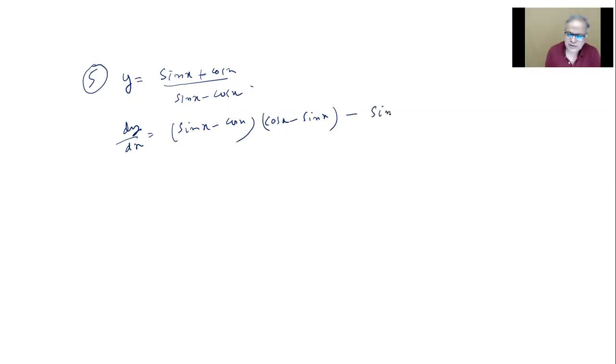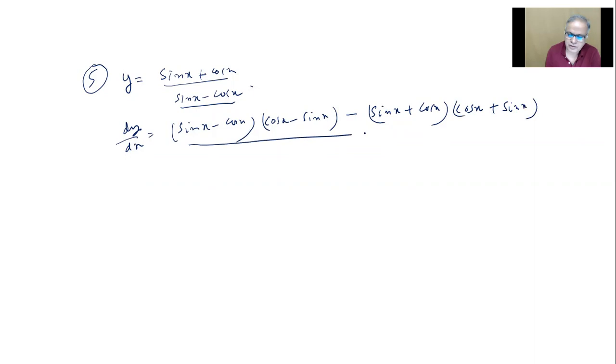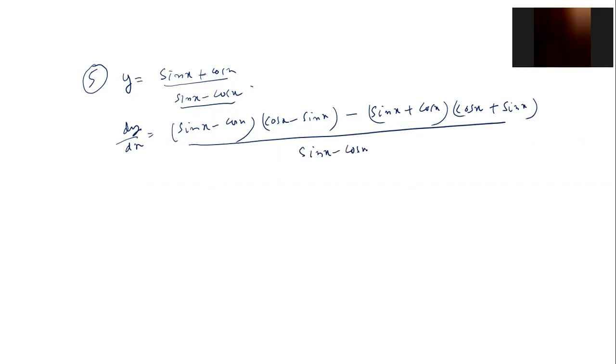Sin x plus cos x into derivative of the denominator, cos x plus sin x, because this is minus sin minus, so minus becomes plus. Whole divided by sin x minus cos x whole square. It is going to be simplified. You could do that.